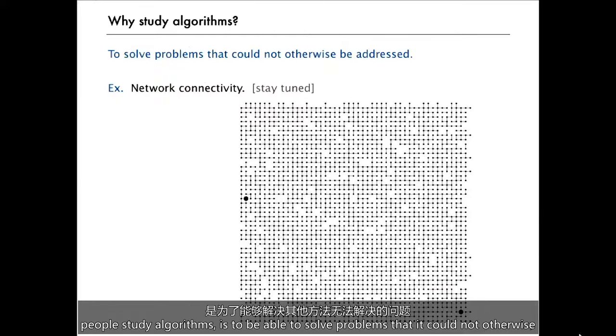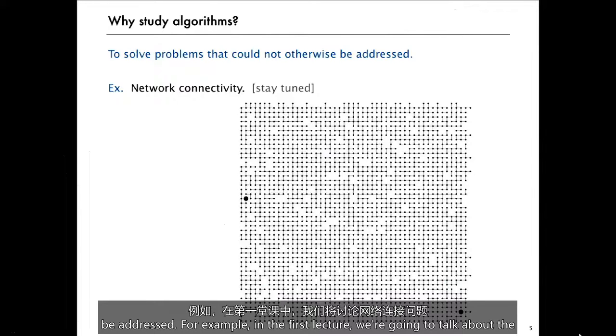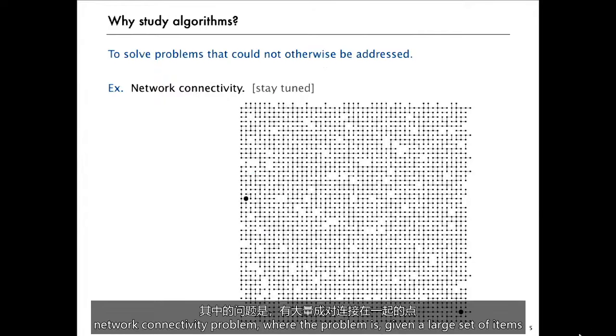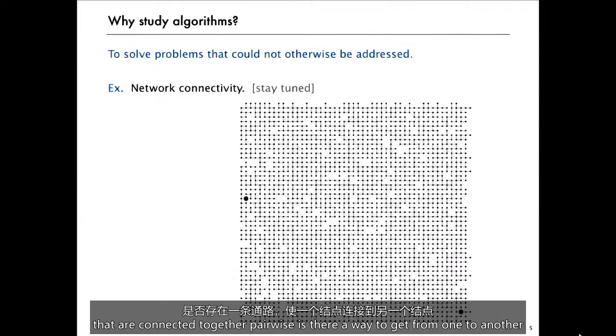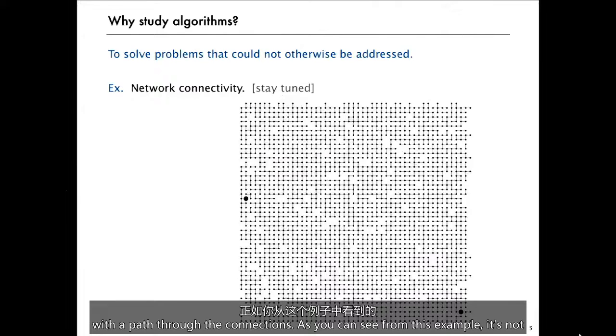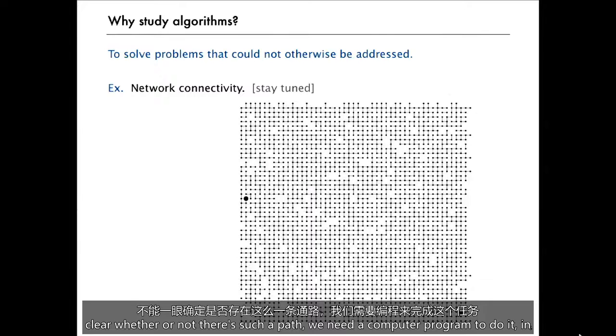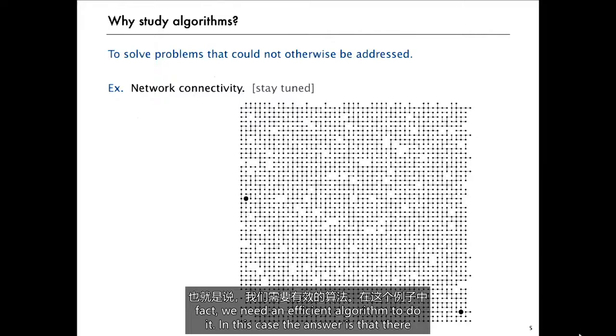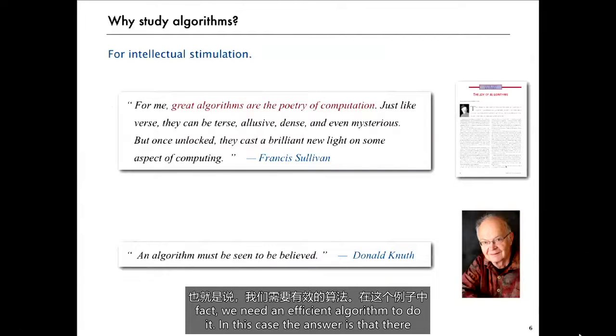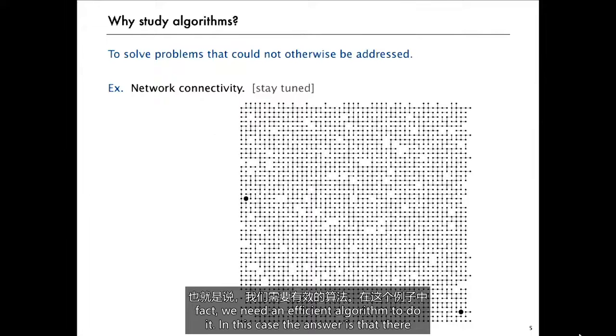The main reason that people study algorithms is to be able to solve problems that could not otherwise be addressed. For example, in the first lecture, we're going to talk about the network connectivity problem, where the problem is, given a large set of items that are connected together pairwise, is there a way to get from one to another with a path through the connections? As you can see from this example, it's not clear whether or not there's such a path. We need a computer program to do it. In fact, we need an efficient algorithm to do it. In this case, the answer is that there is such a path.